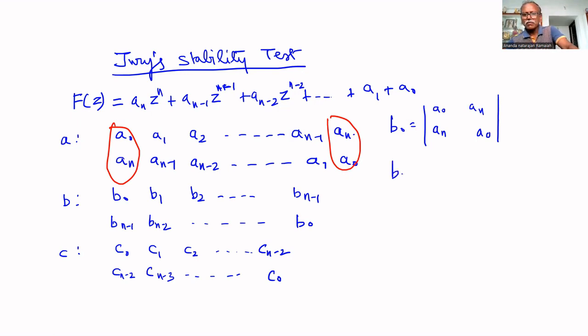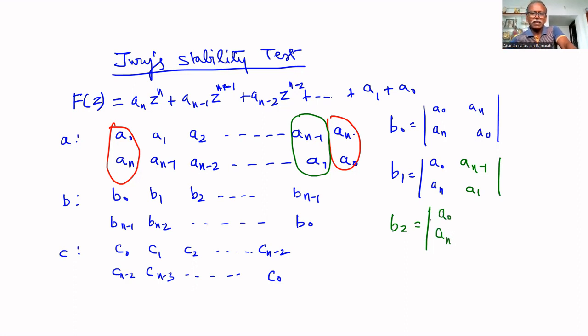What is B1? B1 equals the determinant with the same first column, no change in the first column, but we consider the last but one column, that is An minus 1, A1. What is B2? B2 equals the same, no change in the first column, and the second column is the last but two, that is An minus 2, A2. Like that, we have to find B up to Bn minus 1.